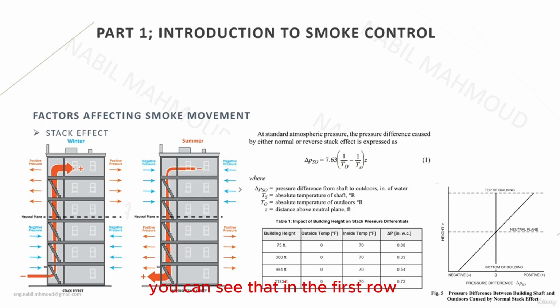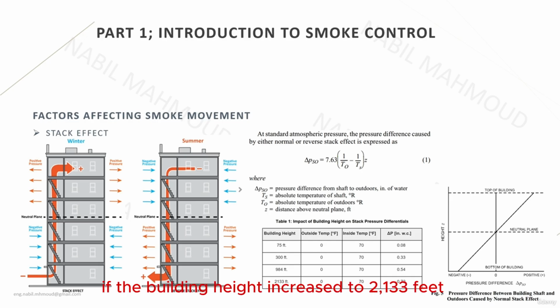You can see that in the first row, if the building height is 75 feet or approximately 25 meters, let's say 8 floors for example, you will have a stack effect, a pressure difference, of 0.08 if the inside temperature is 70 Fahrenheit and the outside is 0. Outside is 0, which means that the outside is very cold during the winter. So you will have a positive stack effect on the lower parts of the building equal to this value.